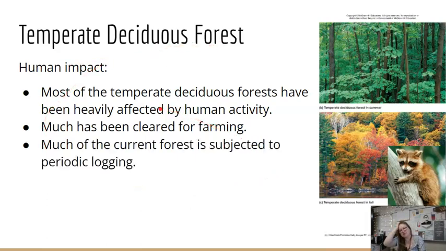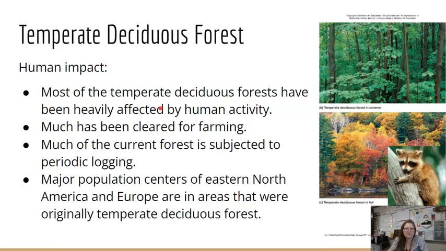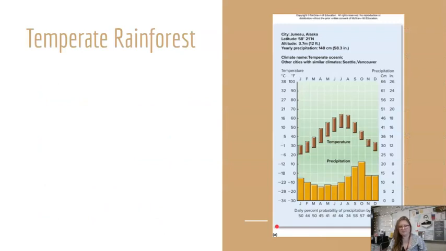Much of the current forest is subjected to periodic logging. And major population centers of eastern North America and Europe are in areas that were originally temperate deciduous forests. They are no longer because we have cut down the trees.